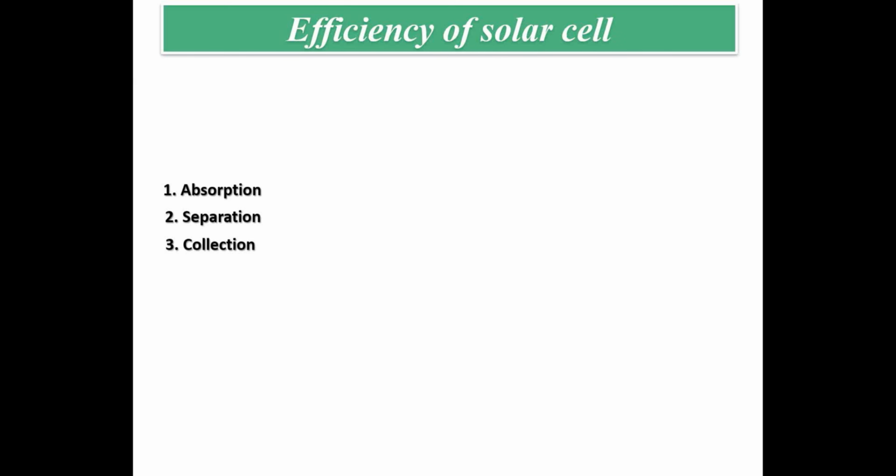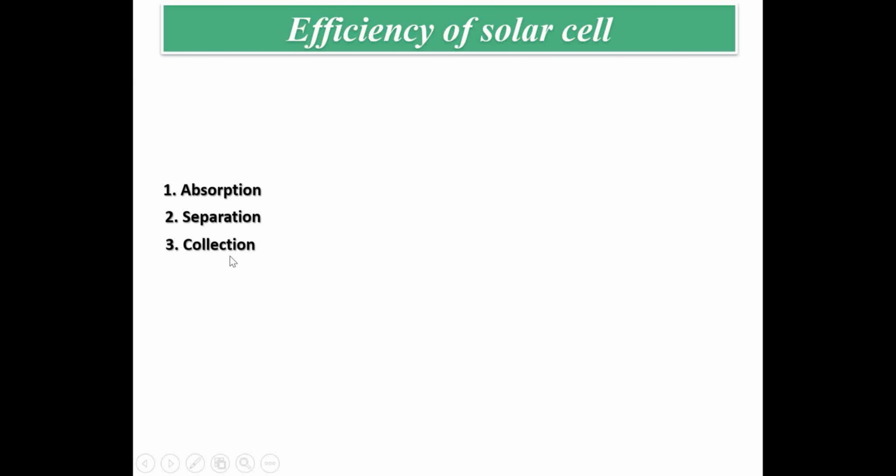So irrespective of solar cell configuration, its material, its device configuration, the physics behind solar cell working is the same. A solar cell requires 3 steps to take place for efficient working, irrespective of whether it is organic, hybrid, or inorganic. The 3 steps which are required are absorption, separation and collection.